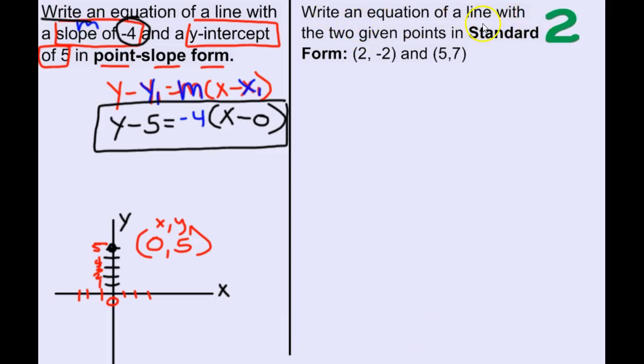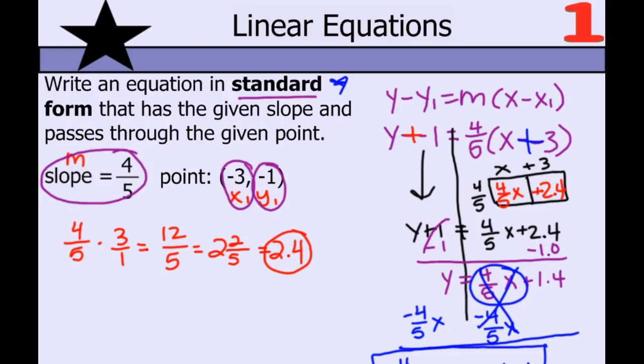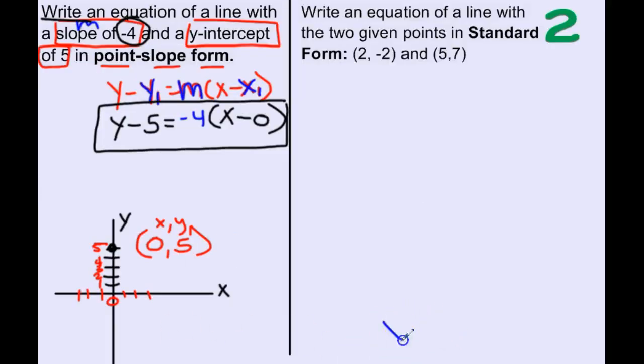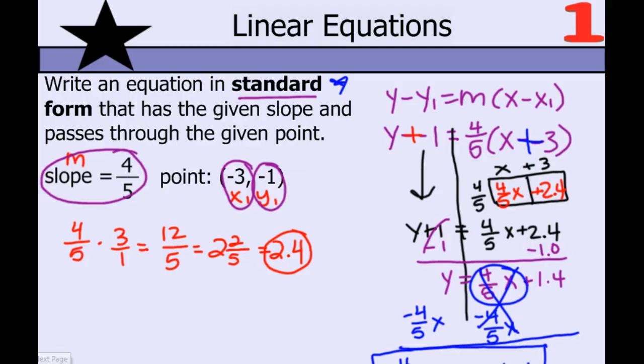Next, write an equation of a line with the 2 points in standard form. So standard form, we want x and y on the same side. So down here, maybe you just put, we want x and y on the same side. So that's what we want to end up with. Right now we have 2 points. Well, in all of our forms, we need a slope somewhere. So I'm going to start with a slope. If you don't know how to find slope, here's our slope formula, y2 minus y1 over x2 minus x1.